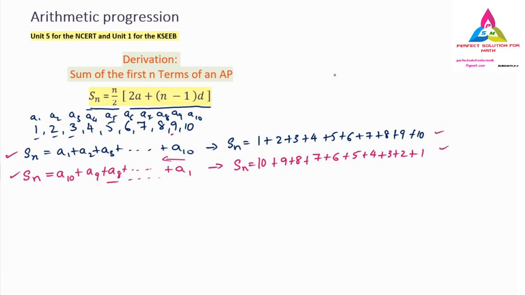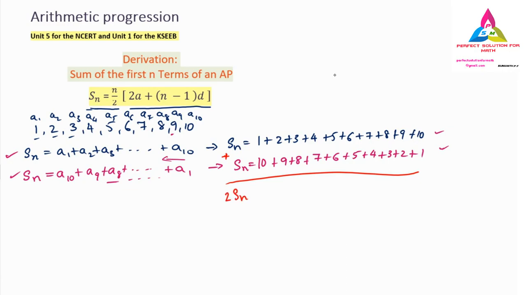Now what is the next step? Nothing, we have to add these two. If you add this Sn plus Sn, don't change the sign now, because we are not subtracting, we are adding. I am talking about the addition. So Sn plus Sn, how many times Sn?